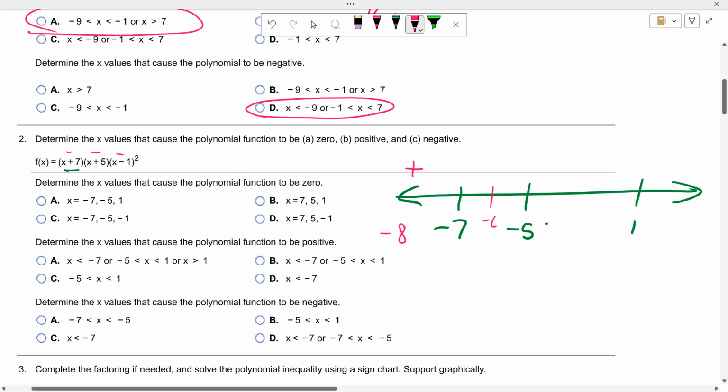In between these two is -6. That makes this negative, or this positive. -6 plus 7 is a positive number. This negative and this negative. A positive times a negative is a negative. A negative squared is a positive. So it's negative here. Then we try 0, because 0 is in between -5 and 1. This is positive, and this squared makes this positive.